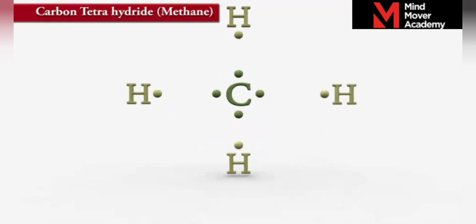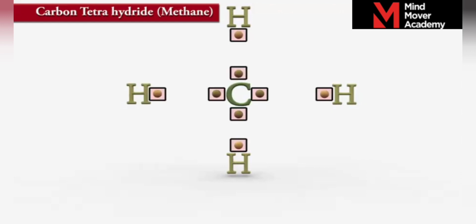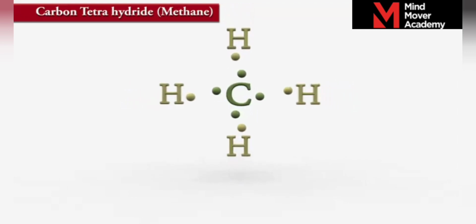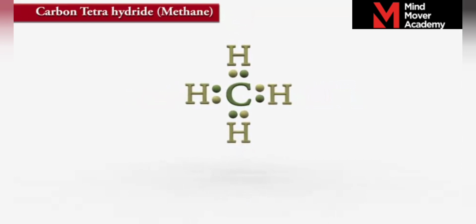Let's draw the Lewis structure for carbon tetrahydride or methane. Now, carbon has 4 valence electrons. Hydrogen has 1 valence electron. That sums up to 8 electrons. As this molecule has 1 carbon atom, it is considered the central atom, and hydrogen atoms are drawn around it as shown here.